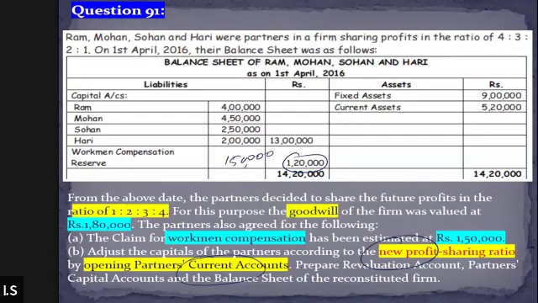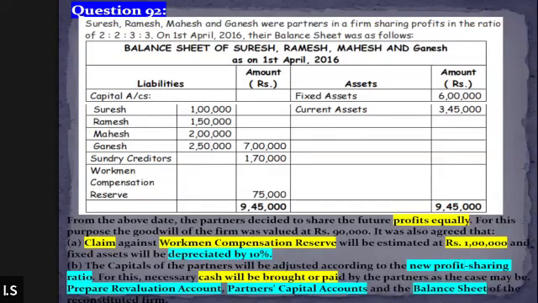The next question is almost similar to the previous one. You can see in this question also we have 4 partners: Suresh, Ramesh, Mahesh, and Ganesh. They have decided to share the future profit equally. All right, workman compensation reserve is there. Sorry, workman compensation claim is 1 lakh and workman compensation reserve is only 75,000. Depreciation of the fixed asset is also there. We need to adjust the capital of the partners in what ratio? In the new profit sharing ratio. For this necessary cash will be brought.